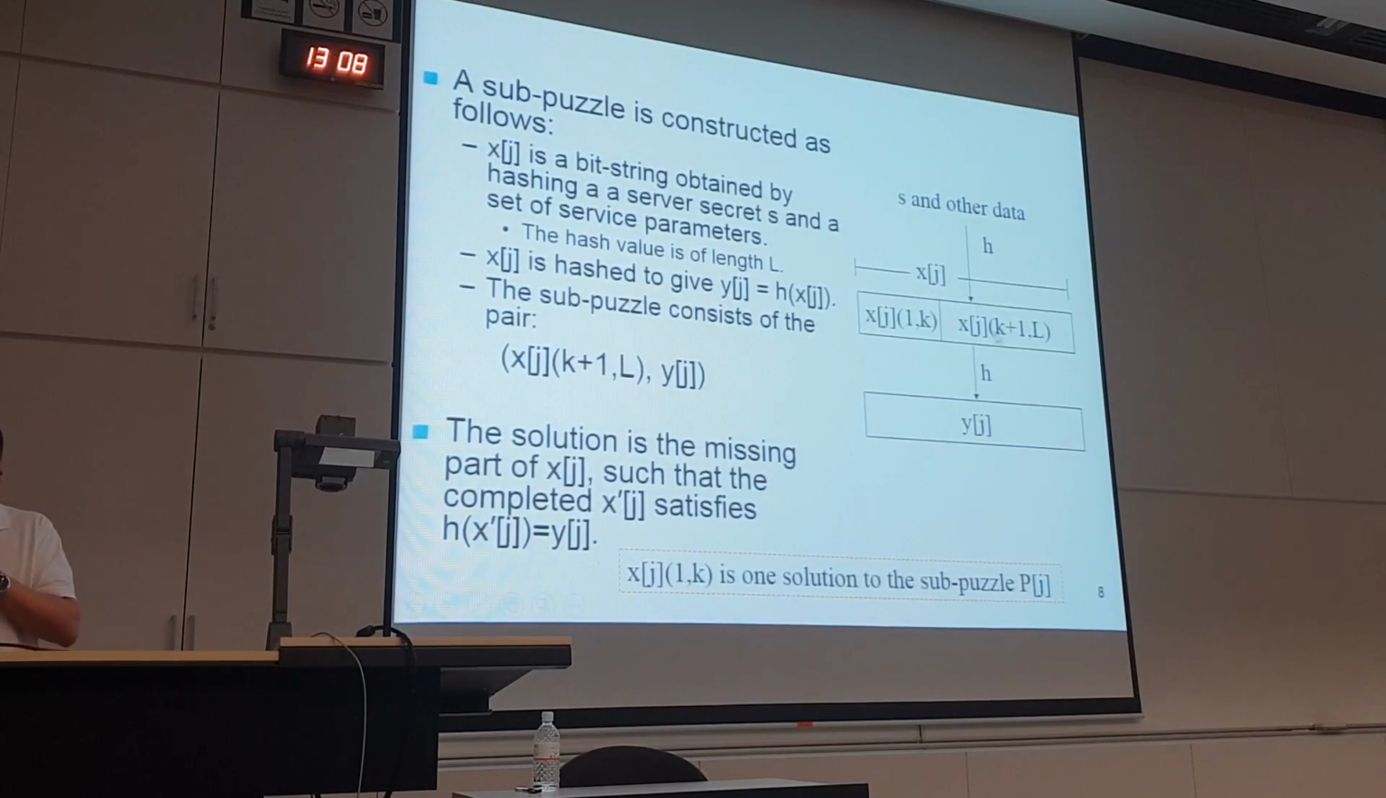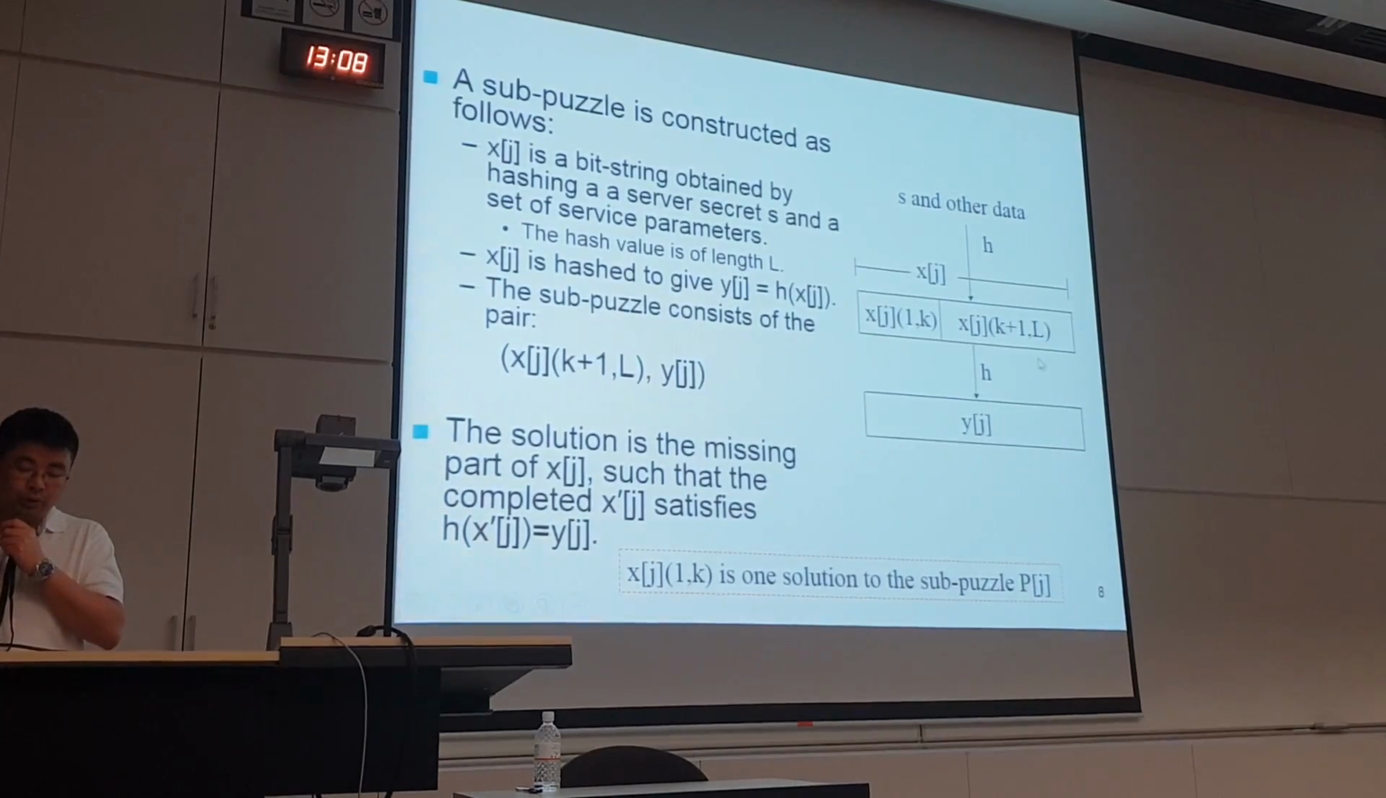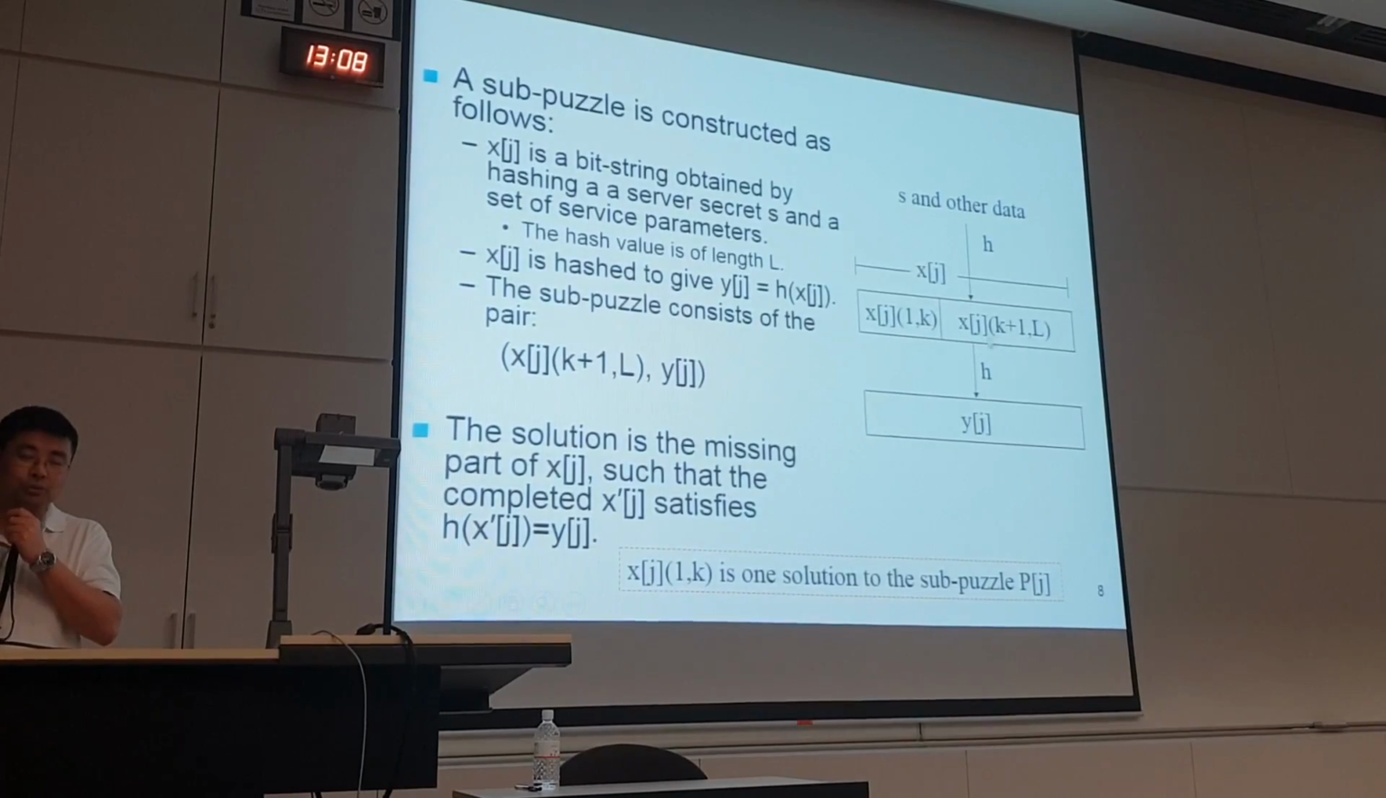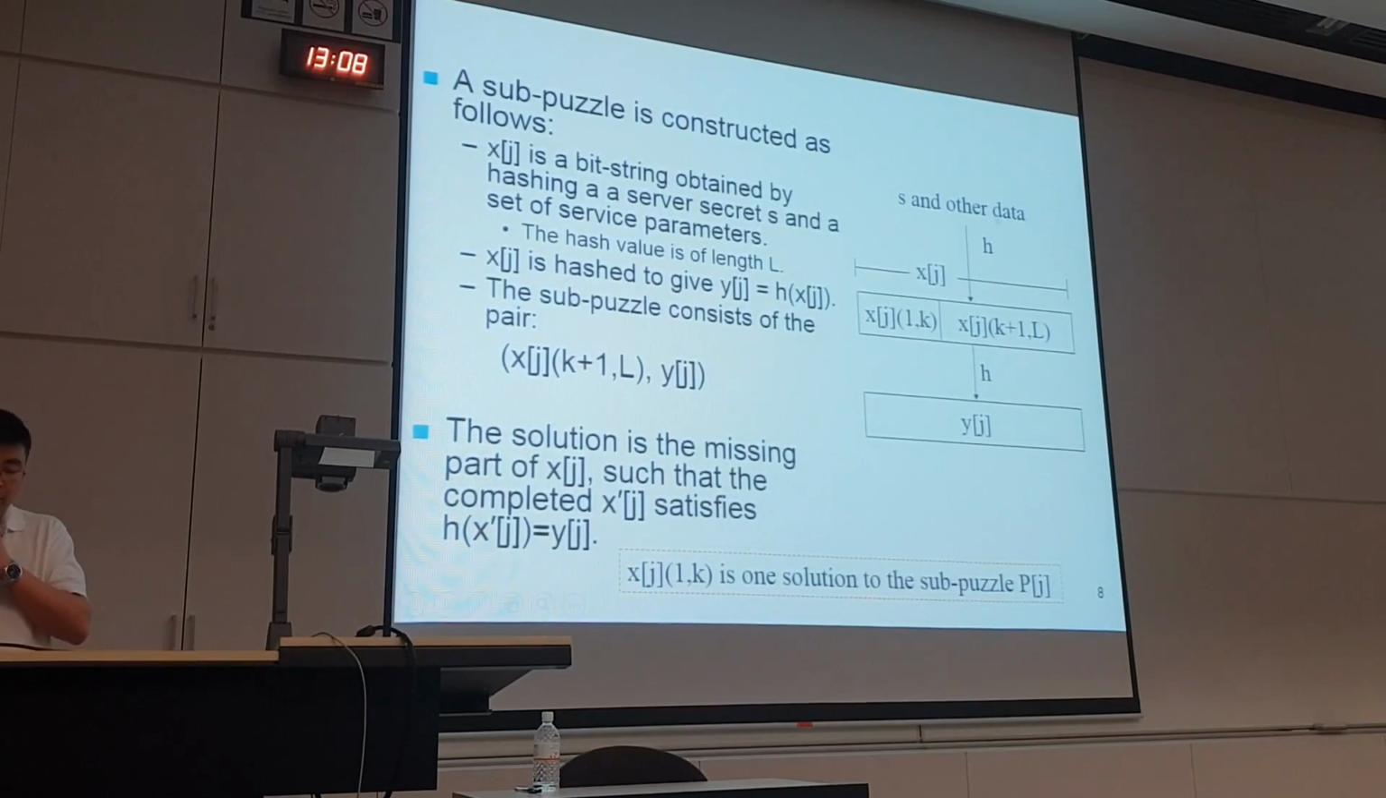So basically, the server will try to create some hash value, and now the server will ask the client to find some missing bits in the pre-image, right? But how to generate this pre-image? Actually, the server can generate this pre-image by using some secret and some data associated with the connection.